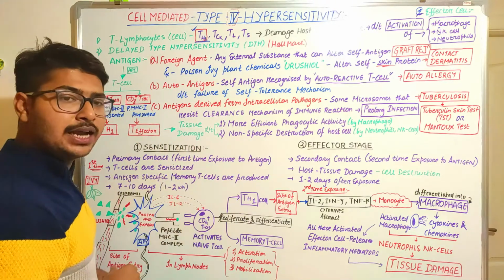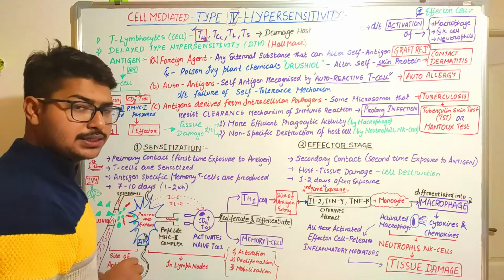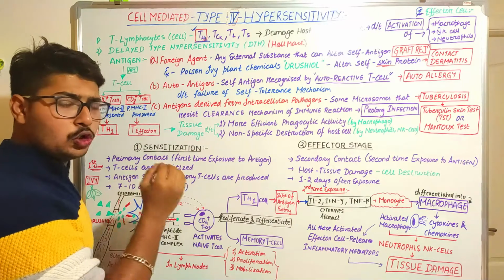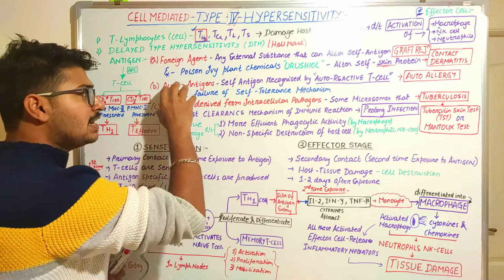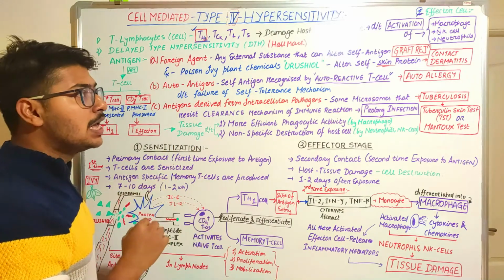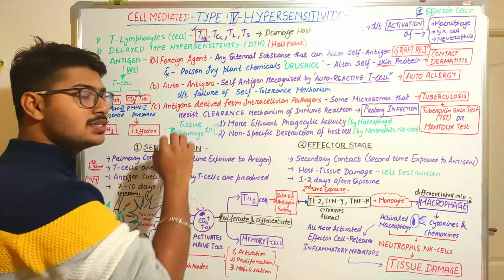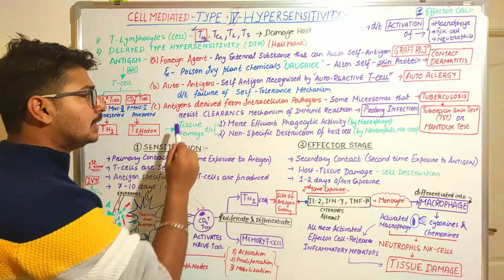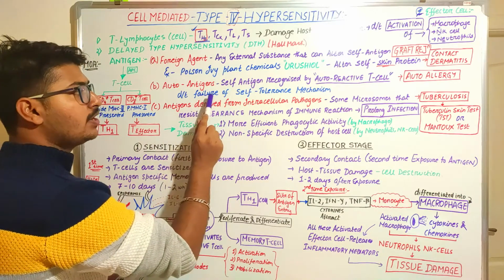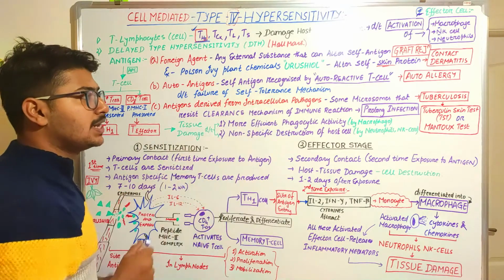The next antigen that we can see is autoantigen. Auto means self. So the self antigens can be recognized by the autoreactive T cell. And when this condition occurs, it is due to failure of the self-tolerance mechanism.